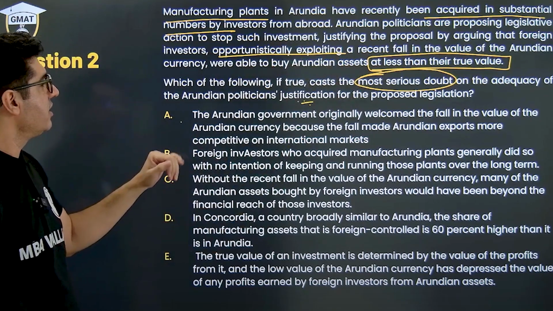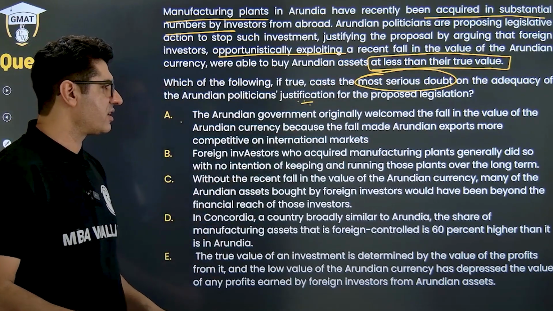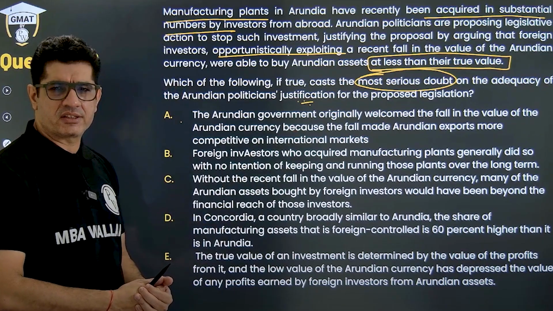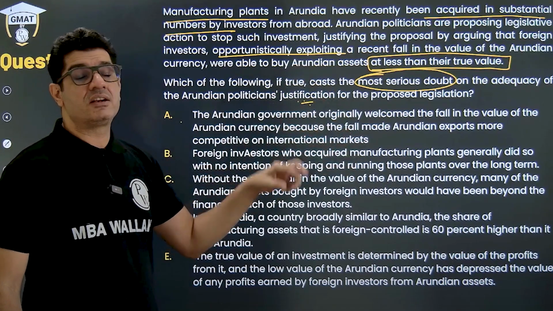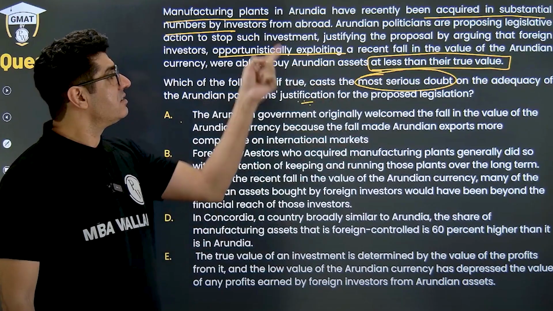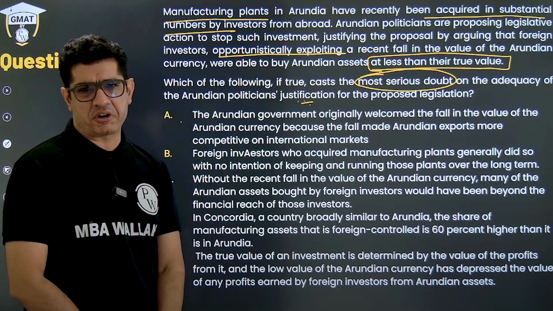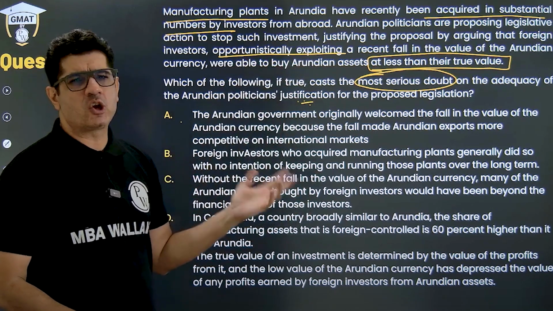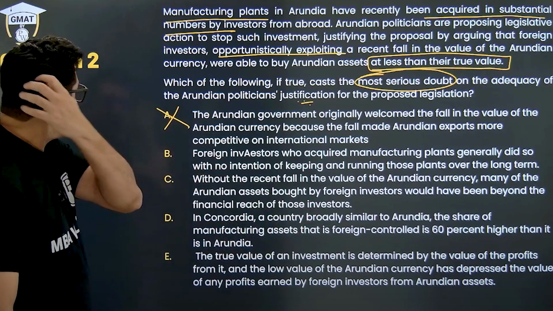Let's start. So A, the Arundian government originally welcomed the fall in the value of the Arundian currency because the fall made Arundian exports more competitive on international markets. So this says that, hey, there is another factor that the country thought was a net positive for them. But then, are they buying opportunistically or not? It could be. There is nothing here that tells us that it is not opportunistic. So this is irrelevant.